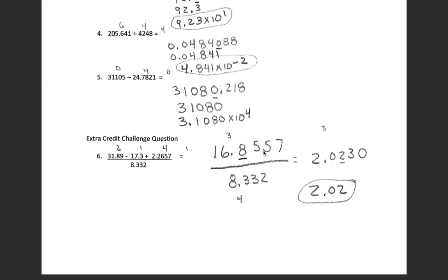How many significant figures are here in this division? 4. How many significant figures are here in this division? 3. Remember, I underlined the 8. The answer will have 3 significant figures. 1, 2, 3. It becomes 2.02. It's already in scientific notation. That's your answer. All right.